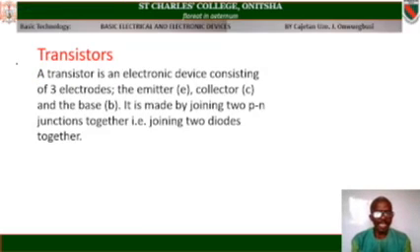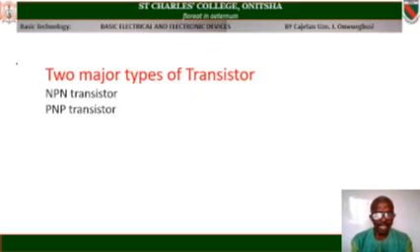Transistors. A transistor is an electronic device which consists of three electrodes. The three electrodes are the emitter E, collector C, and the base. It is made by joining two PN junctions together, that is, joining two diodes together. We have two major types of transistors, the NPN transistor and the PNP transistor.